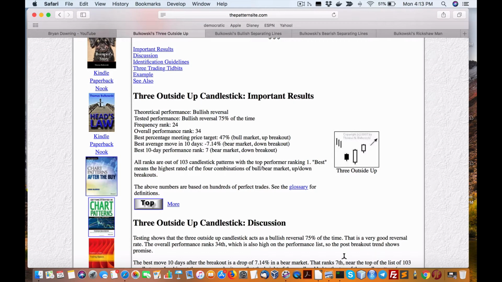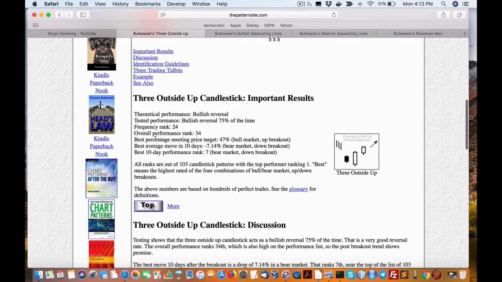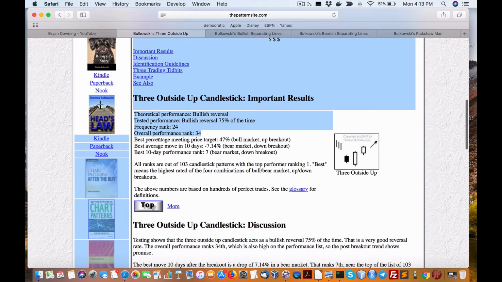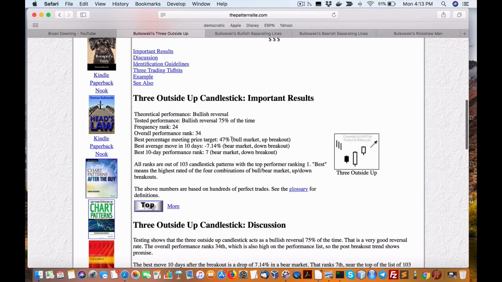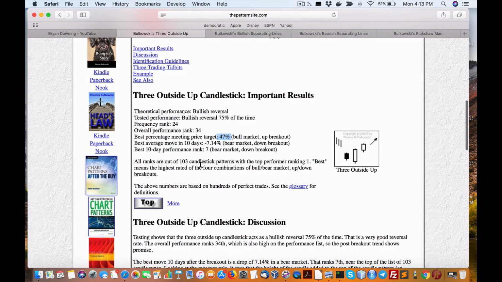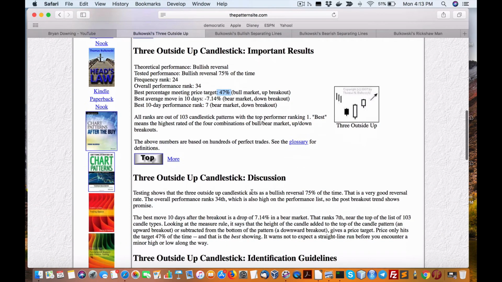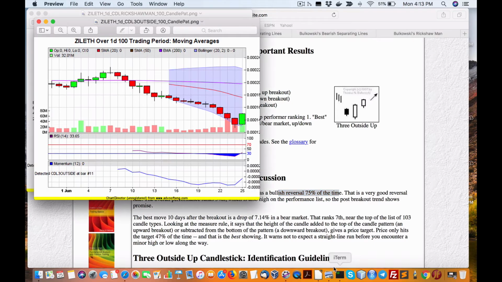I'm not seeing that at all. So the accuracy rate, overall performance, 34. Best percentage target, 47%. Acts as a bullish reversal 75% of the time. This is a very good reversal rate. So I should consider keeping that just for that. But this is definitely wrong.